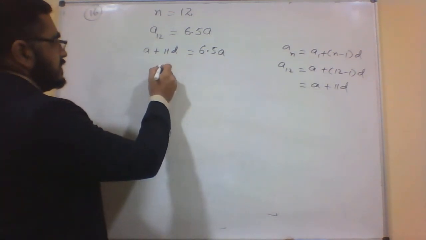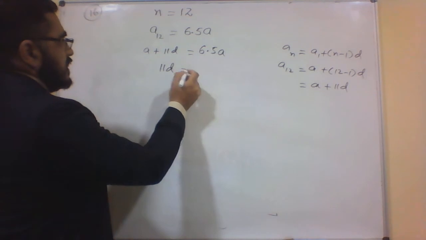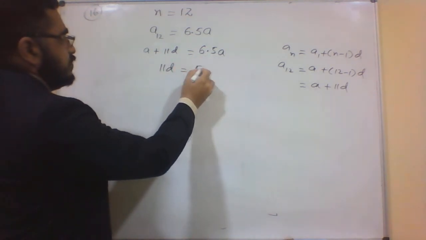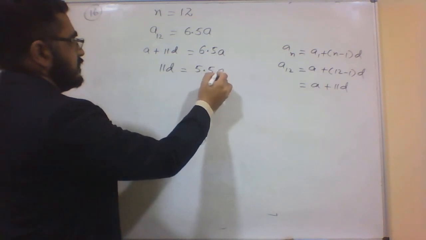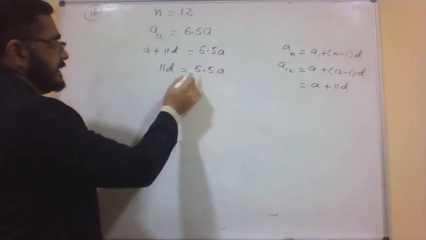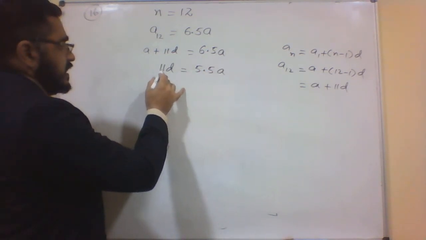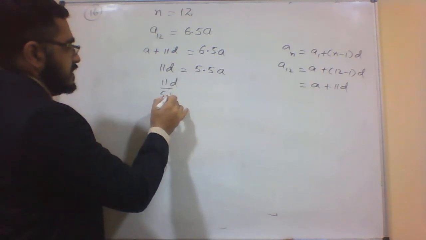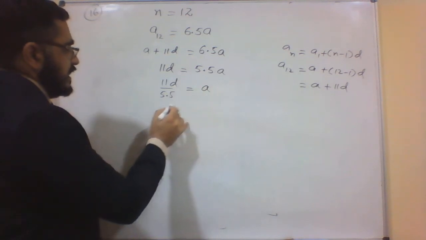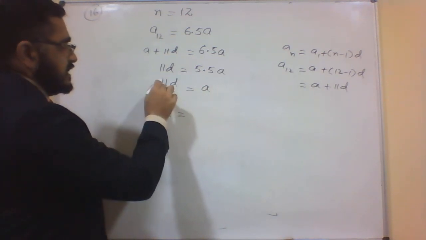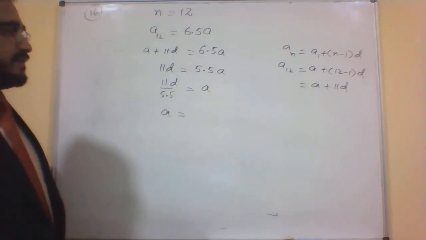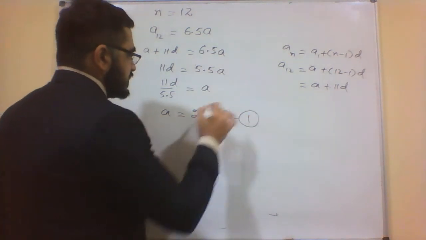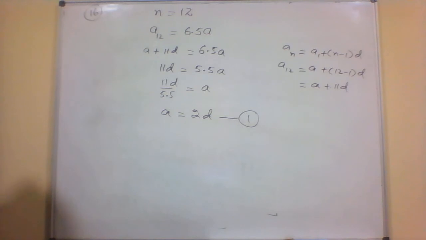Then after that, 11D will be equal to 6.5A, and the other side will be minus A. 6.5A minus A is 5.5A. Then here this 11D, this 5.5 we divide on this side, will be equal to A. Then A is equal to 11 divided by 5.5, which is 2. A is equal to 2D. We can call this equation number 1 here.